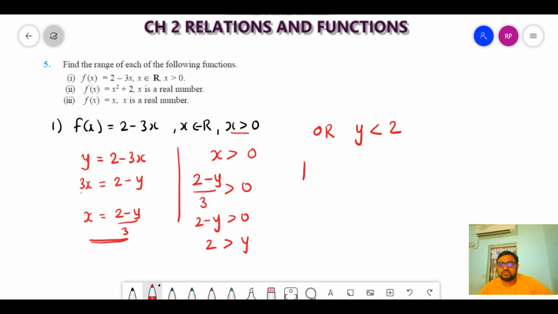Right? So the range of this function will be, sorry, it will be open bracket, and here it will be minus infinity. So this range includes the values less than 2, from minus infinity to 2. As it is less than, so I have used open bracket. Clear? Okay, so this was about the first part of question number 5. So just note it down.